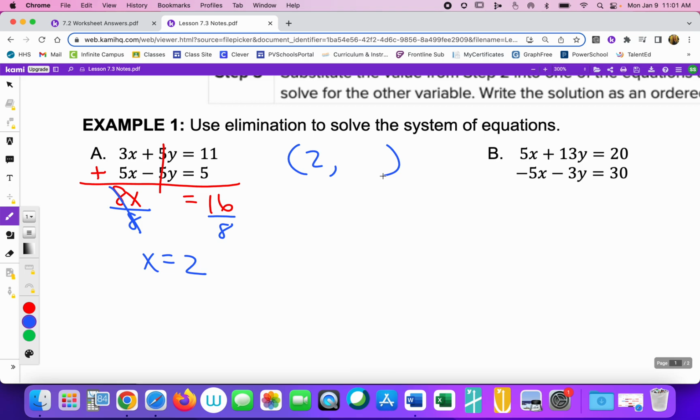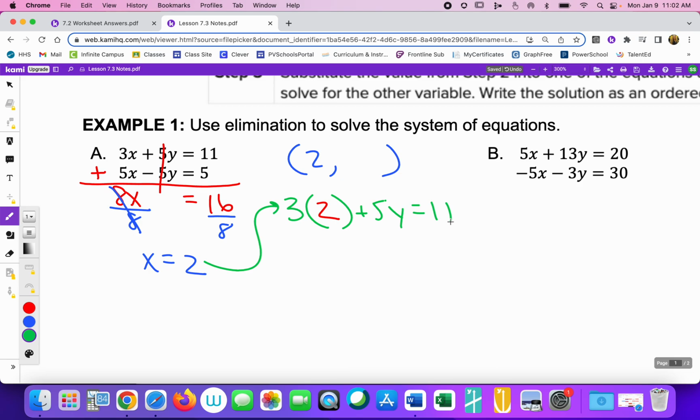Now, later, especially tomorrow, when we start manipulating, because they're not always set up to eliminate immediately, we're going to be doing some stuff with those. But I would always encourage you to go back to one of the originals before you eliminated anything. So first one is fine with me, so I'm going to plug 2 in for x in my first equation. If you want to do the second equation, that is fine. This is to solve for y.